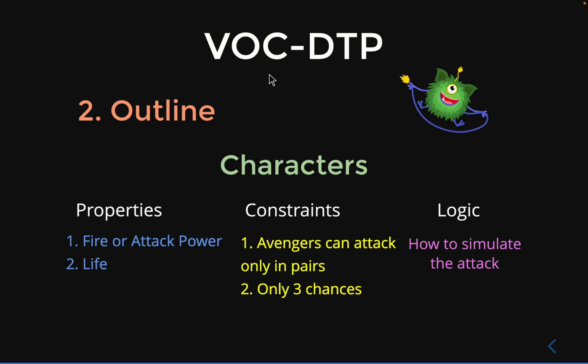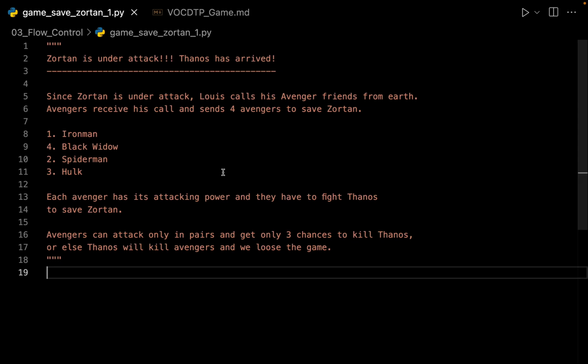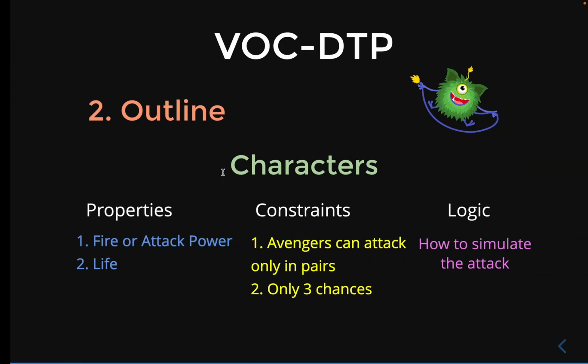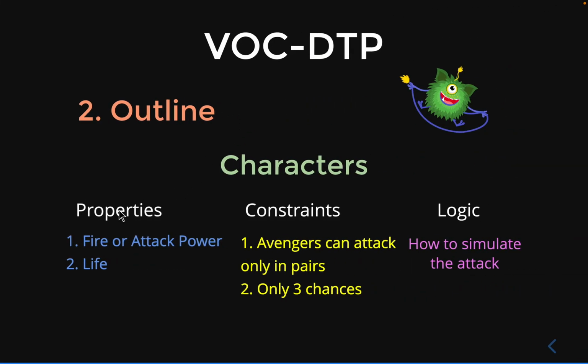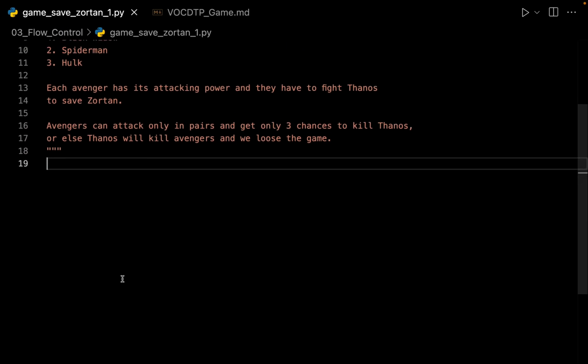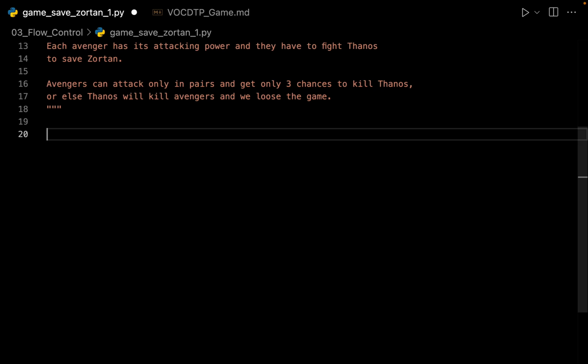In step number 3, what we are going to do is translate all of these things to a logic, and that logic would be coded with Python. Now let's start with declaring our variables. If you refer to our outline, we have properties, and the properties are for your fire or attack power and one for the life.